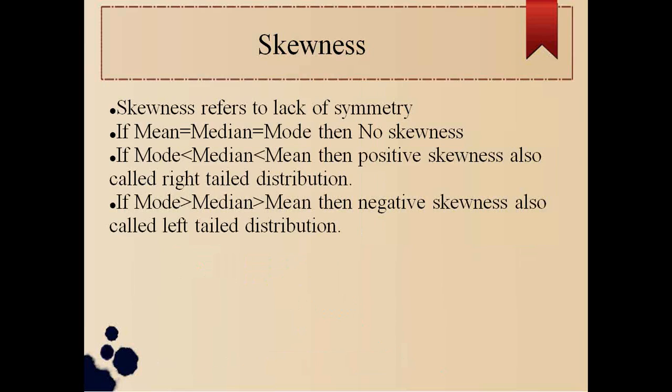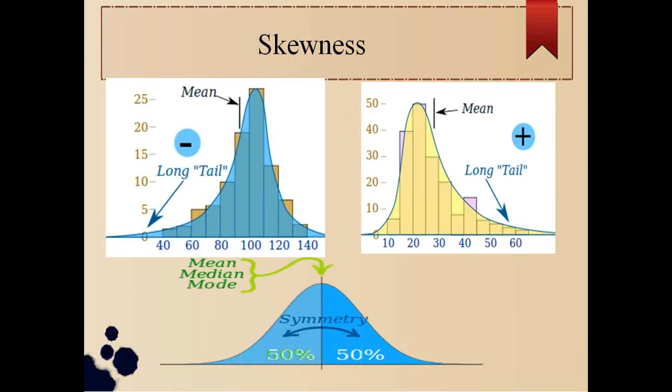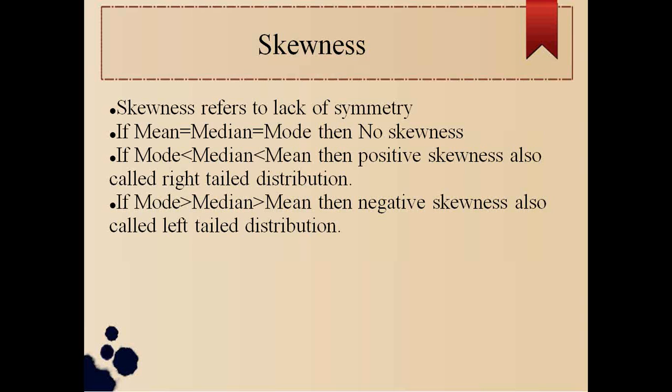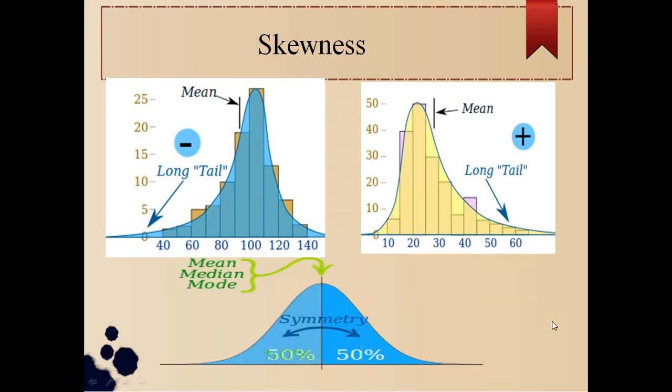So in this graph, mean is less than median is less than mode. So when mean is less than median is less than mode, the mode is the smallest value and mean is the greatest. This is positive skewness.